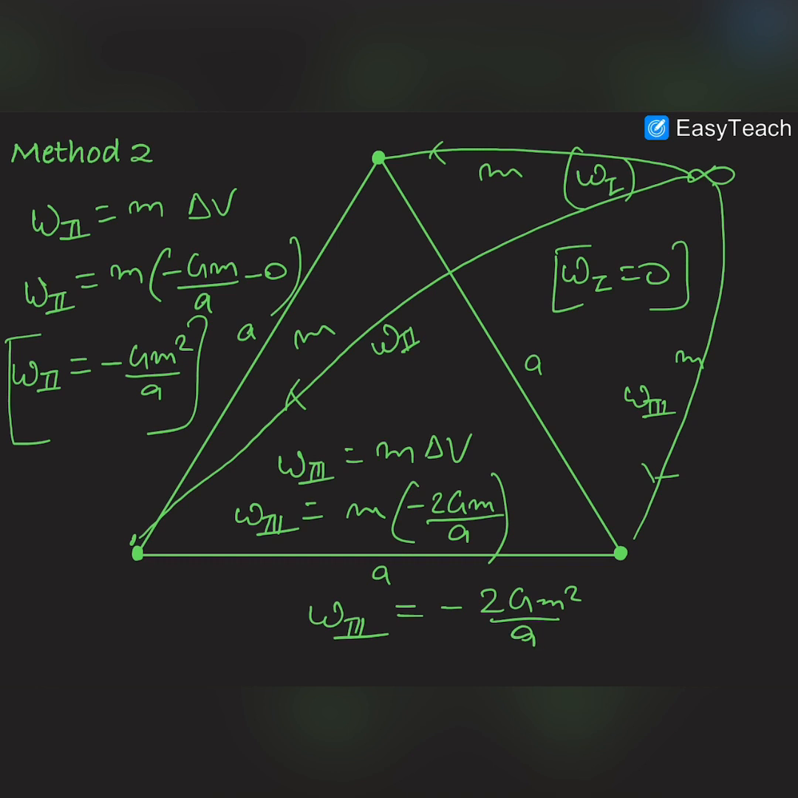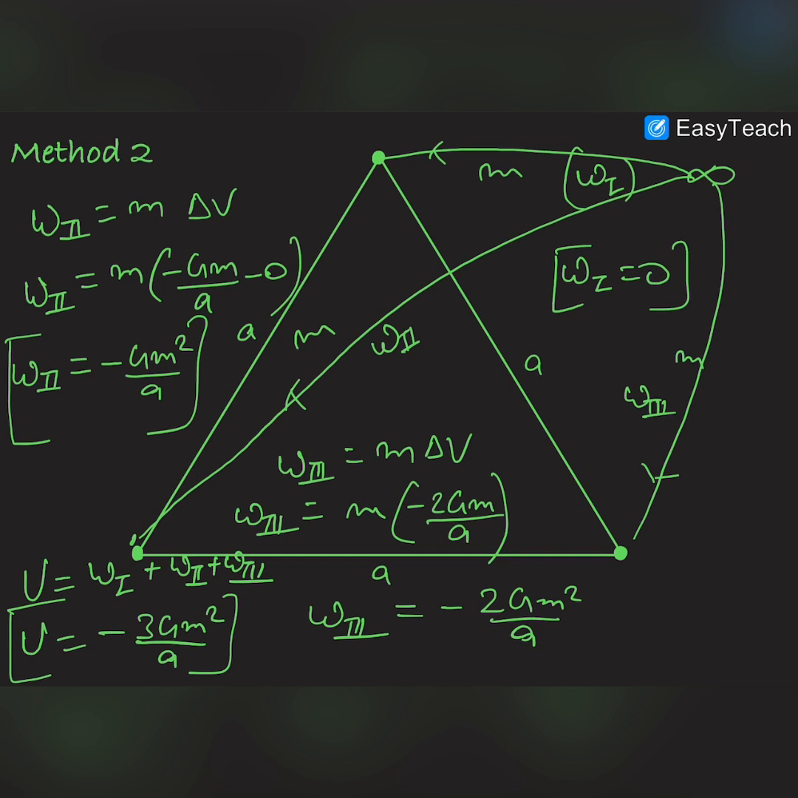Now we know that the sum of these three works done, W1 plus W2 plus W3, would be the potential energy of the system, and hence you can see that the potential energy would be minus 3 G m square by a.